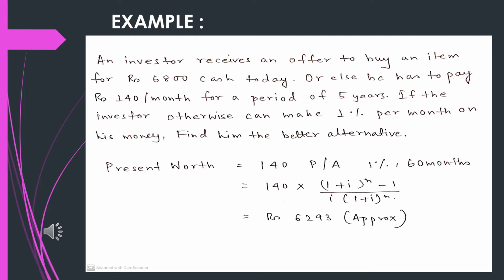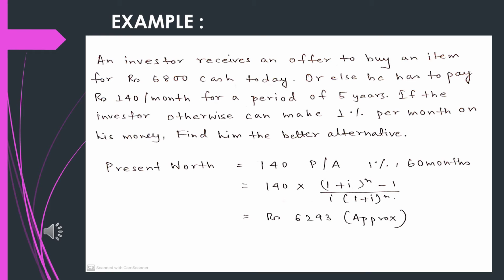This one is pretty easy, as the person who wants to invest has two basic options. What are the two options? Number one, the investor can pay rupees 6,800 upfront, that is right now in cash. Or else he has to pay for a period of 5 years or 60 months. The monthly payment will be rupees 140, and most importantly the interest rate attached to it is 1% per month, or 12% per annum.